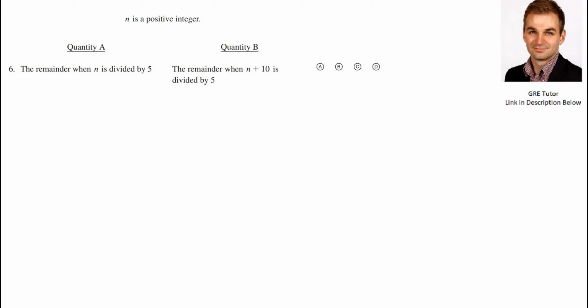Okay, so this says n is a positive integer, and that's basically all the information they give us. So then they have quantity A, which is the remainder when n is divided by 5, and the remainder when n plus 10 is divided by 5. And they want to know which of these two quantities is greater. So one way of going about this is looking at examples.